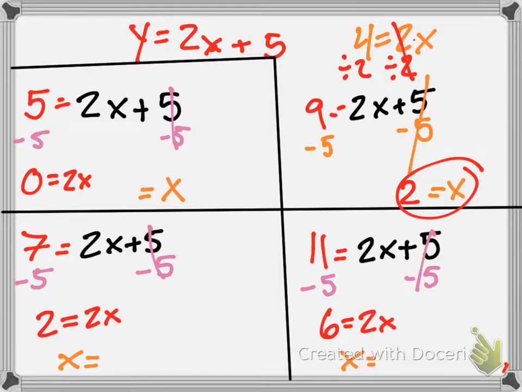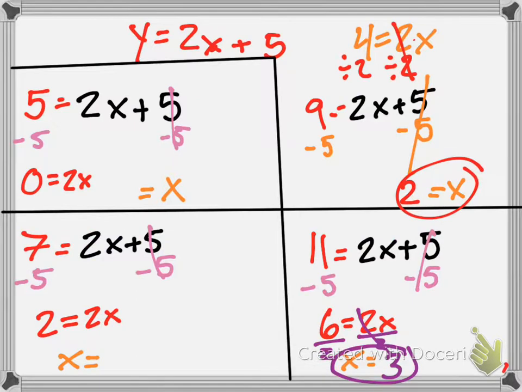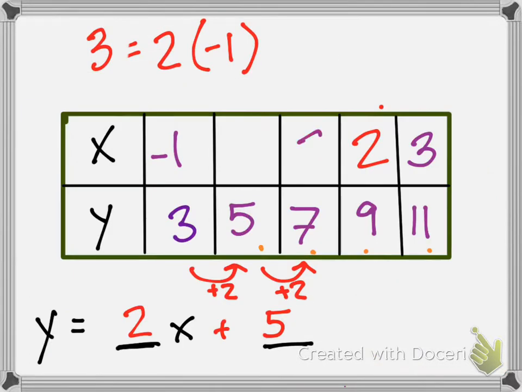Now we do the same step we did for that other one. We are going to divide them both by 2. So I'm going to divide this side by 2. I divide this side by 2. 2 divided by 2 turns into 1. 6 divided by 2 turns into 3. So my x value for when it's 11 is 3. Here, when it's 7, 2 divided by 2 on each side, I get x equals 1.